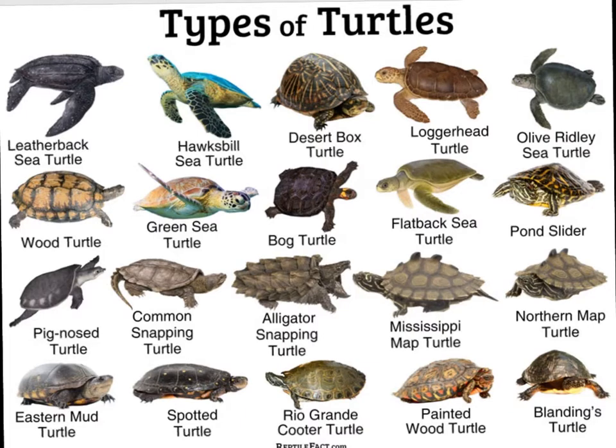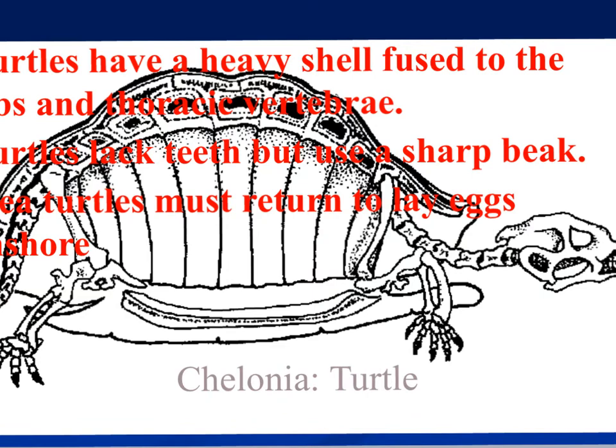Starting off, obviously the turtles have a heavy shell. It's fused to their thoracic cavity. The top of the shell is called the carapace. The bottom of the shell is called the plastron. They have a sharp beak that, if we got to do the dissections, you'd be able to see. And then they lay eggs.